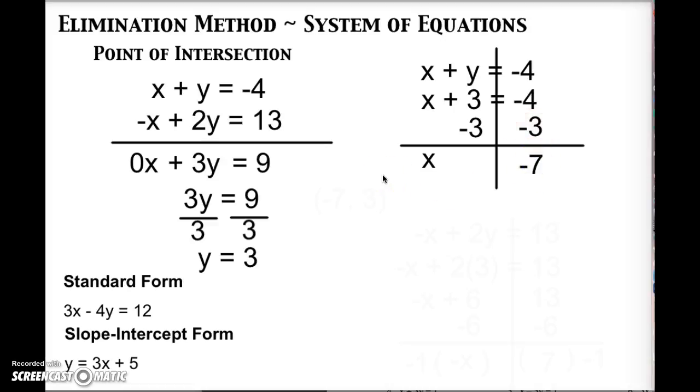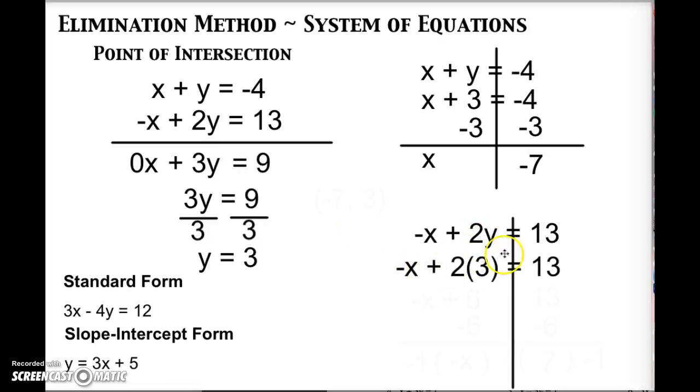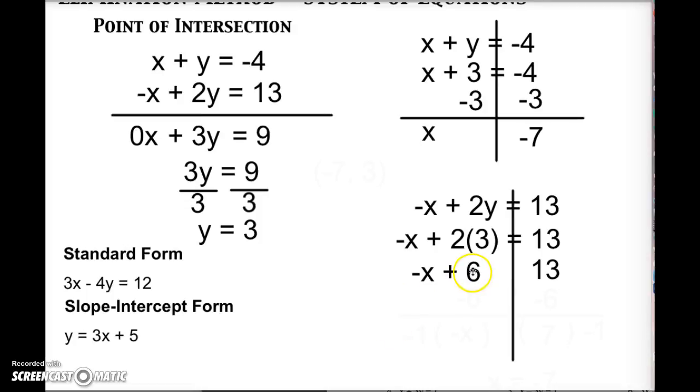Let's make sure that I did my problem correctly by plugging y is equal to 3 into my second equation. The second equation is -x plus 2y is equal to 13. Well, if I plug in 3 for y, I'm going to substitute my y with 3. I get -x plus 2 times 3 is equal to 13. Then if I multiply 2 times 3, I'm going to get -x plus 6 is equal to 13. Now to solve for x, I have to make a 0 pair with this positive 6. So I'm going to add a -6 to both sides.